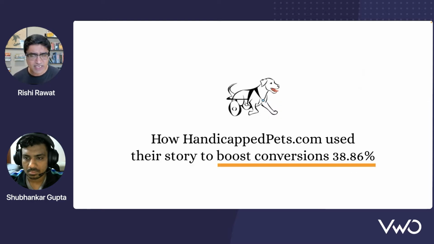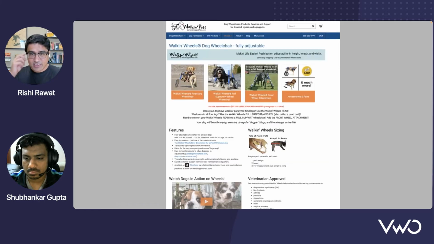I'm going to now share a case study for one of our clients called handicappets.com, and we're going to show you how we applied the three parts of the sales pitch, the story. We're going to talk about how we used their story to massively improve conversion rates by 38%. So this is the page that the client had. This is the top half of the page. This is the lower half of the page.